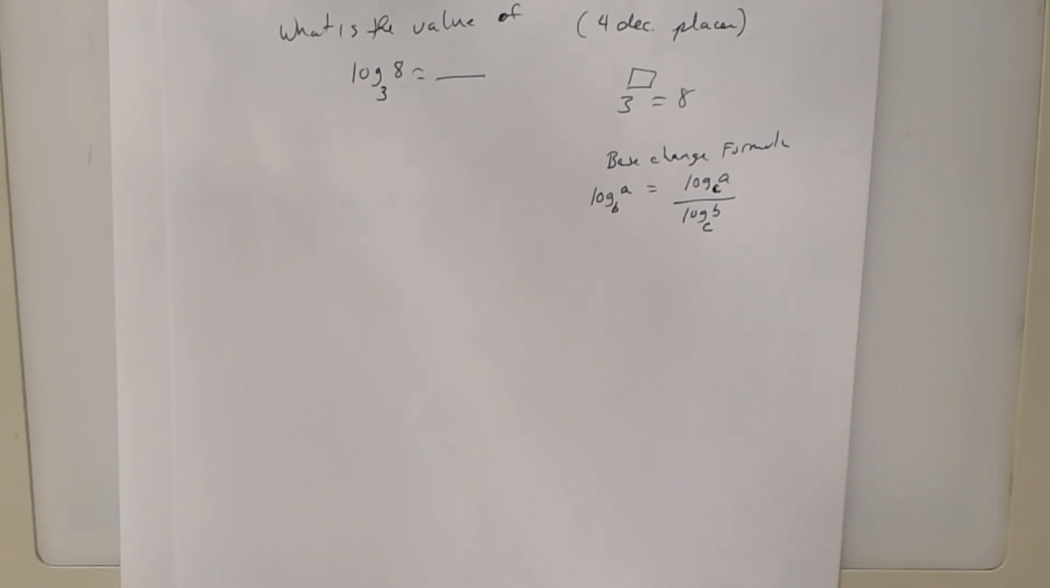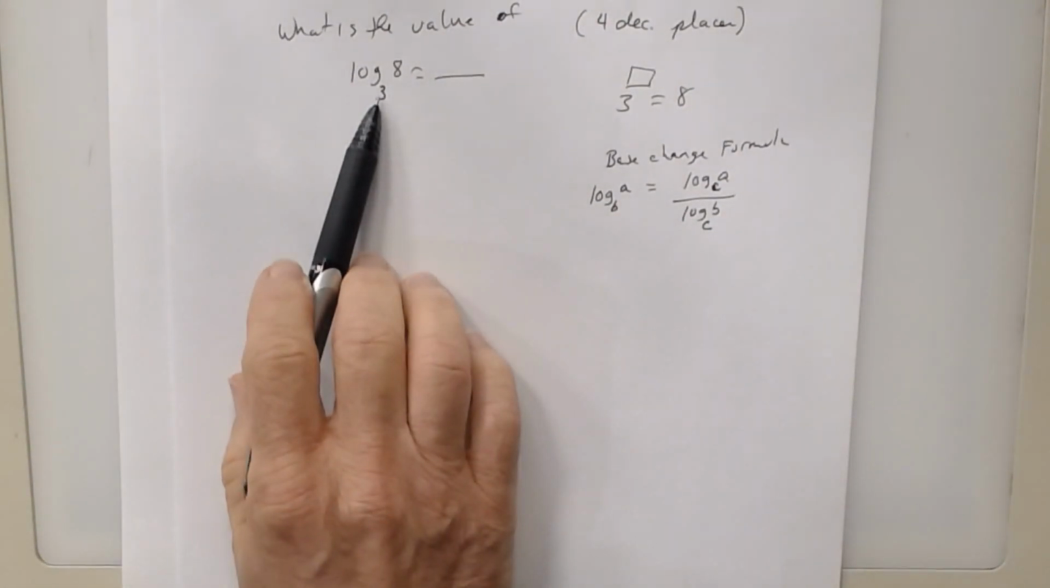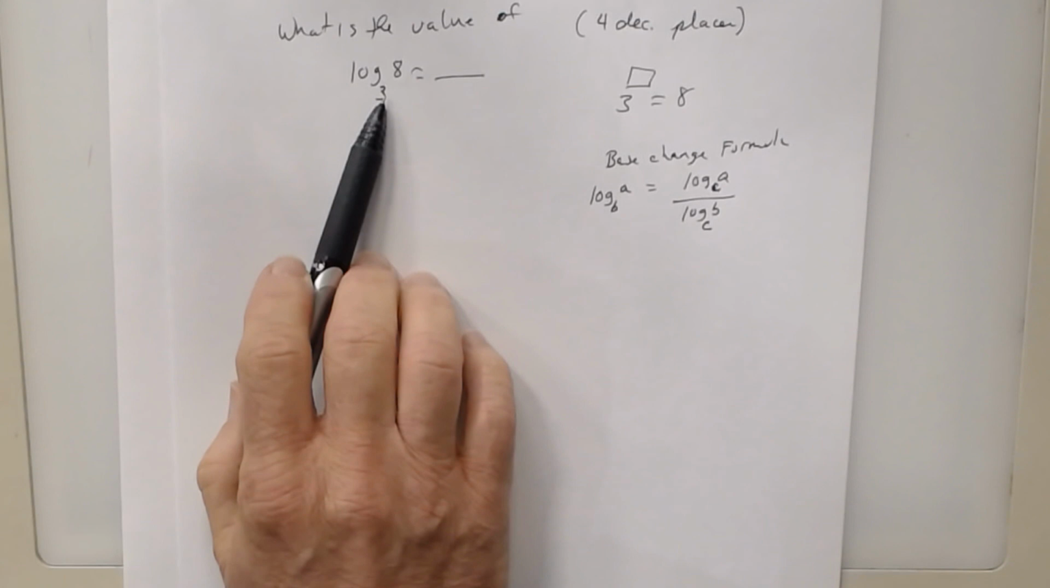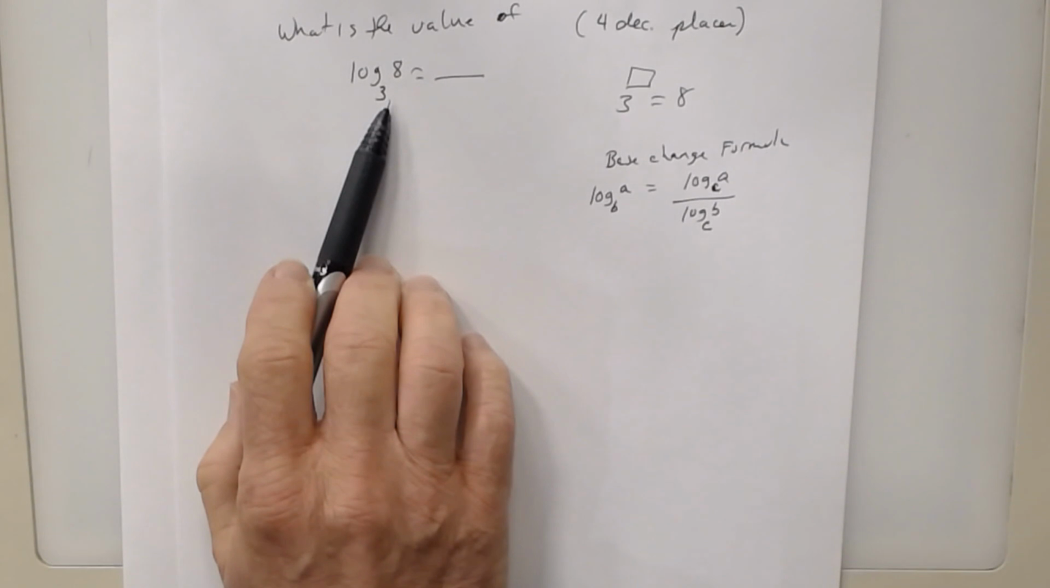Okay? Now watch how simple this is. Let's go back over here. If I want to use my calculator, then what base might I want to use? 10. Or what other base? E. Because those are the only two bases your calculator has, log and ln. Log is your common logarithm. What's that base understood to be? 10. Ln is the natural logarithm. What's that base understood to be? E. Those are the only two bases I can use with my calculator.